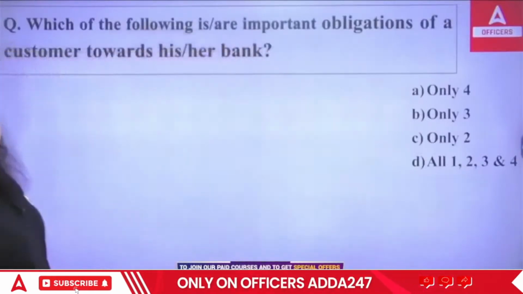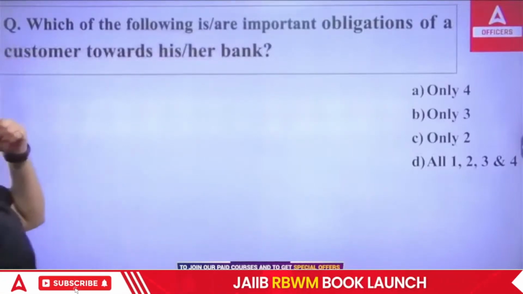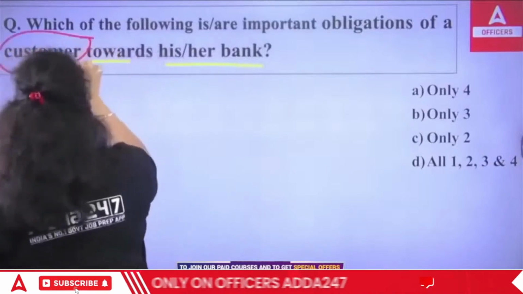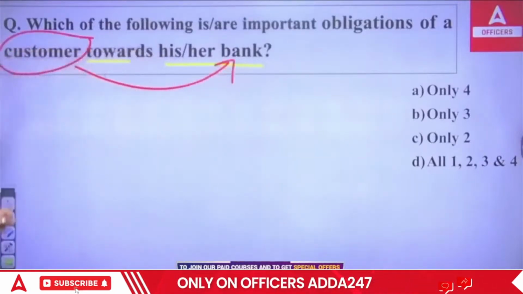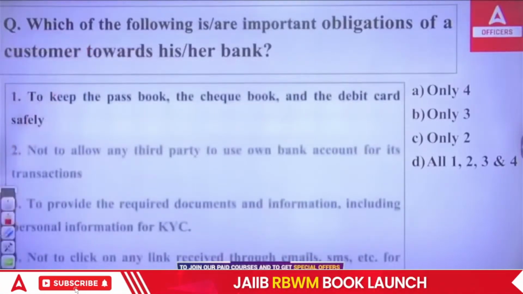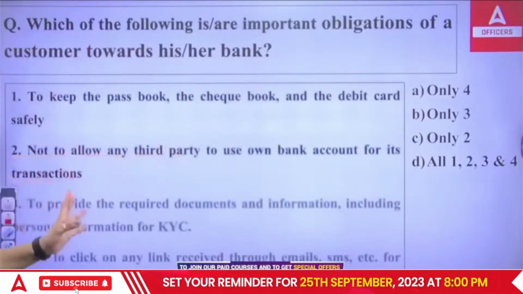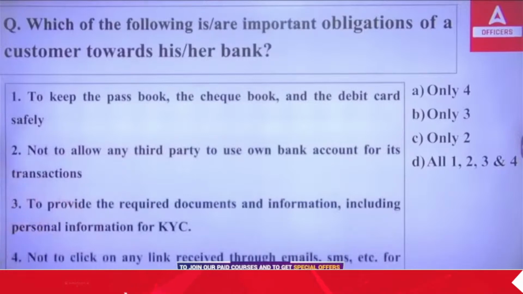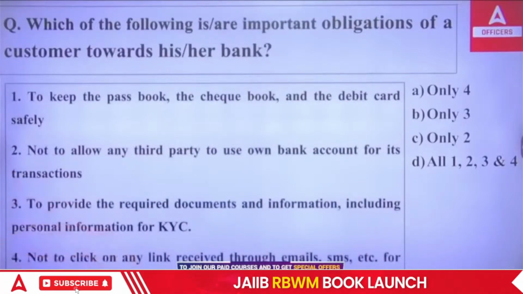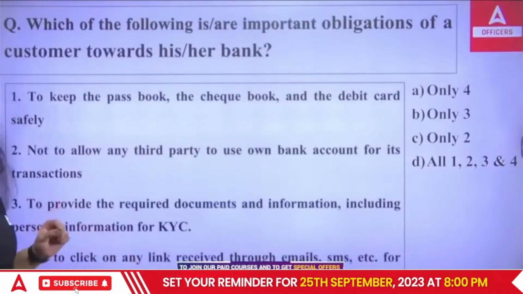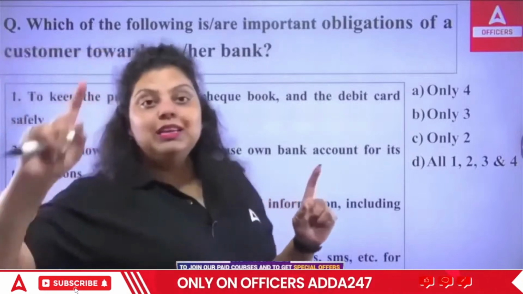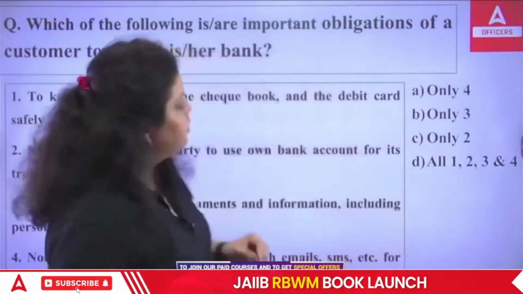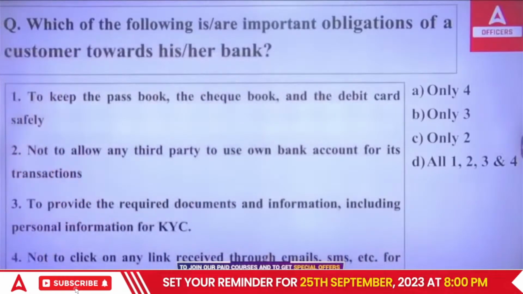Okay, so let's start. Next question. Which of the following is an important obligation of a customer towards his or her bank? Now, the obligation of the customer we are talking about towards the bank. And the options we have: to keep the passbook, the checkbook, and the debit card safely; not to allow any third party to use your own bank account for its transactions; to provide the required documents and information, including personal information, for KYC; and not to click on any link you receive through emails, SMS, etc. for accessing the bank's website. Even if you are going on Google, there are fake links of the bank's website. So always check that you are using a secure website of the bank. This is very important. So all these are the points in front of you. Which of the following are the obligations of a customer towards the bank?